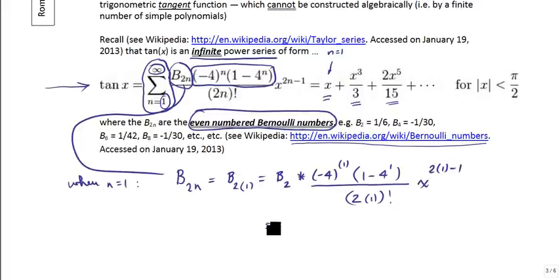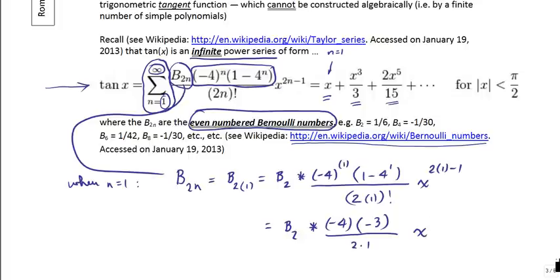This means that we have b sub 2 times minus 4 to the 1 power, which is minus 4. Then 1 minus 4 to the 1 power: 4 to the 1 power is just 4, so 1 minus 4 is minus 3. 2 times 1 is 2. 2 factorial is 2 times 1 by definition. This is times x raised to the 2 minus 1, which is x to the first power, or just x.